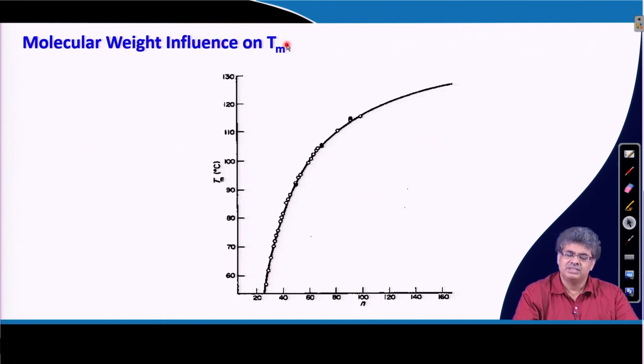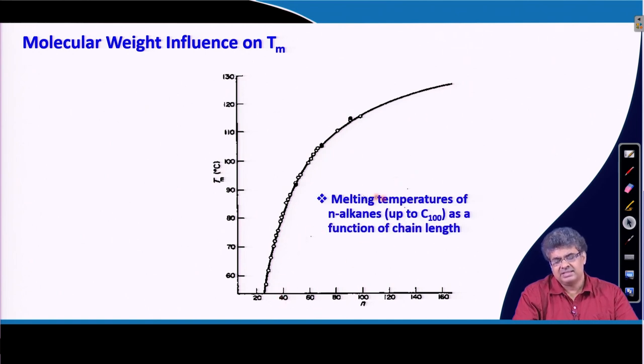Molecular weight also influences Tm, but beyond a certain molecular weight, it tends to level off. In this case, this is data for n-alkanes up to C100. So, you can see that after about n of say 80 or so, it basically levels off. And generally, the molecular weights we use in commercial applications for synthetic polymers are quite high. So, the dependence of Tm on molecular weight in that range becomes less important.